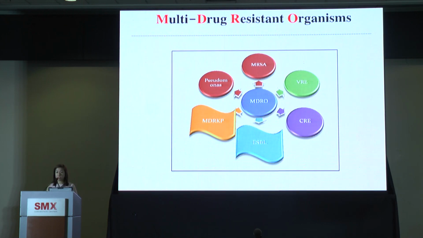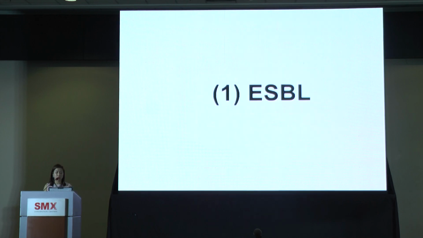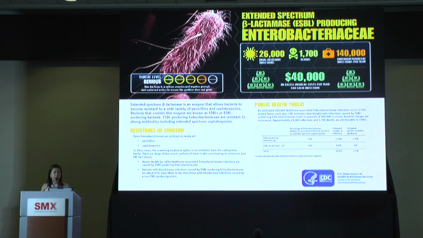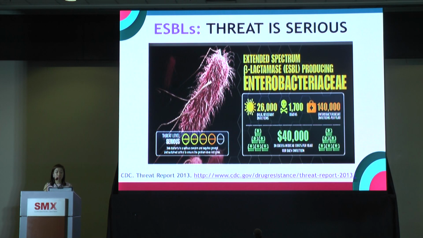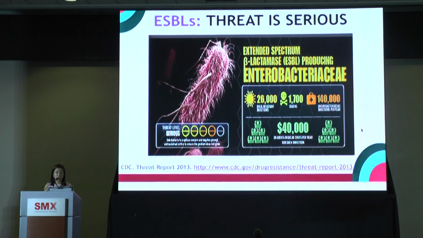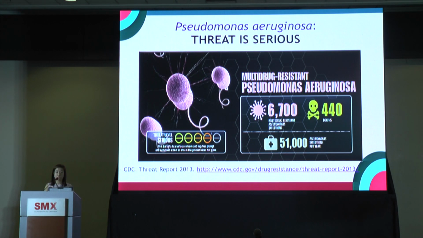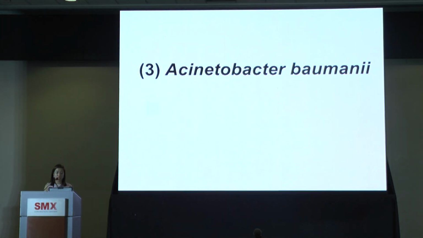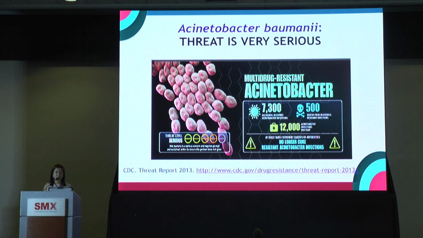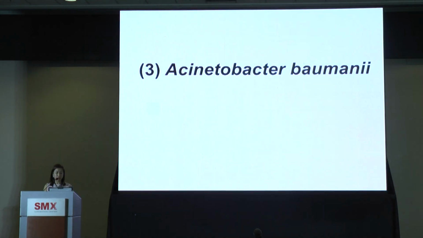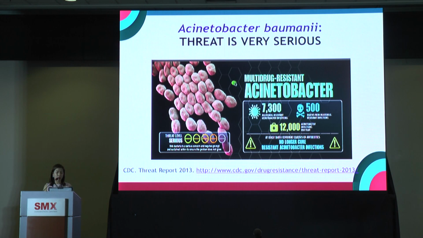So what are the different multidrug resistant organisms? I'll just be mentioning the most common MDROs. We have your ESBL, or extended spectrum beta-lactamase producing Enterobacteriaceae, wherein the threat is serious with the incidence and the death associated, as well as the cost associated with this kind of infection. You also have your multidrug resistant Pseudomonas. Just like ESBL, the threat is serious also with Pseudomonas aeruginosa MDRO isolates, with the incidence and mortality associated with it. Acinetobacter baumannii, as compared to the first two, has a threat with a very serious level, meaning it requires a more urgent concern as compared to MDR Pseudomonas and ESBL.